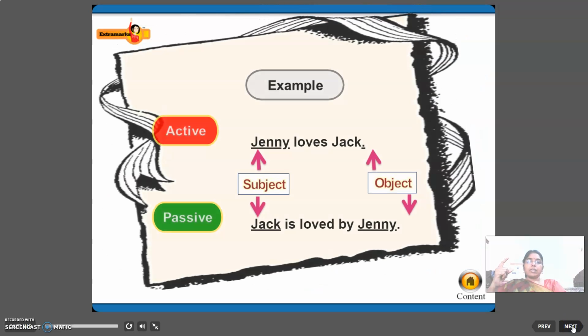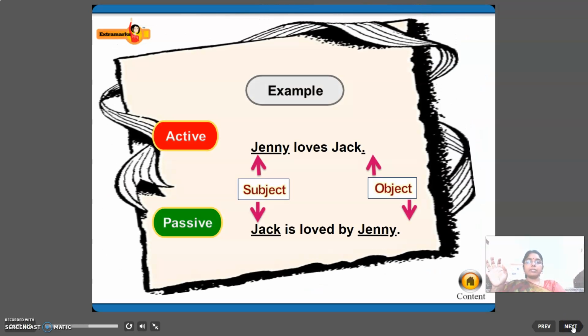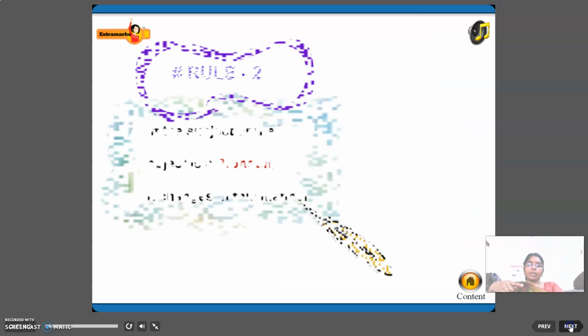Okay. Next example for active. Jenny loves Jack. So Jenny is the subject and Jack is the object. Now in passive voice, Jack is loved by Jenny. Jack is the subject, Jenny is the object. So subject and object are interchanged, right?